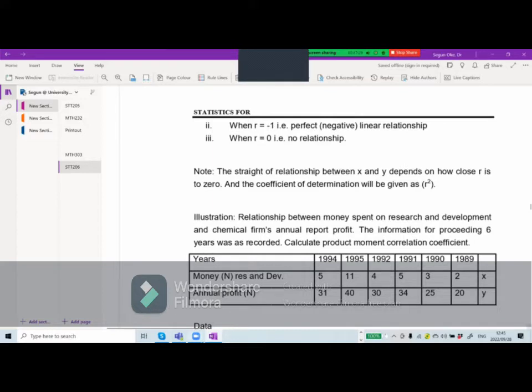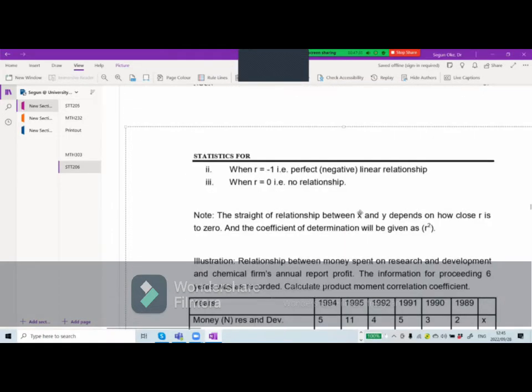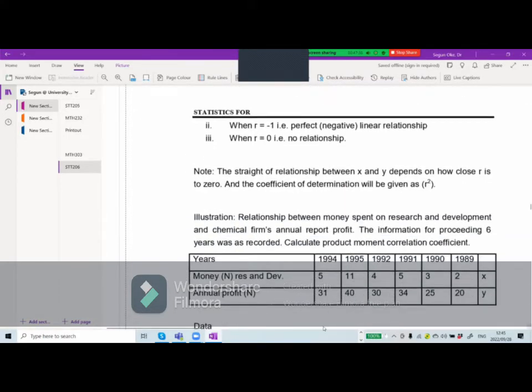Yes, Evelyn. Are we using the linear regression analysis? Yes, we are using linear regression analysis. Thank you, sir.